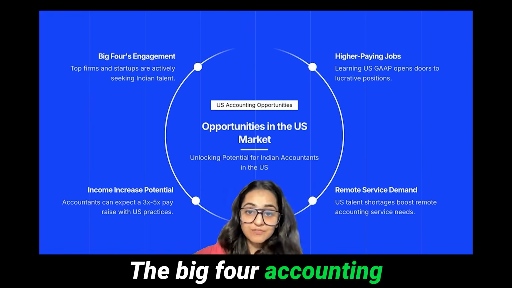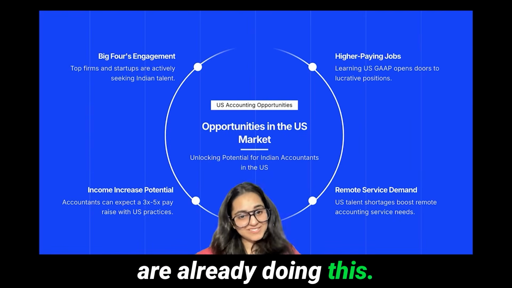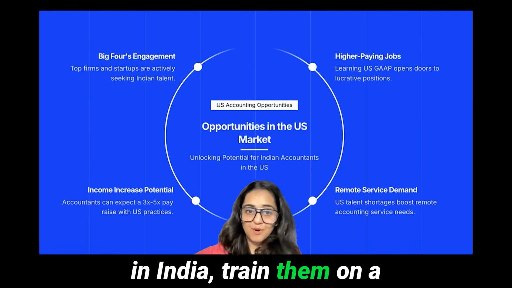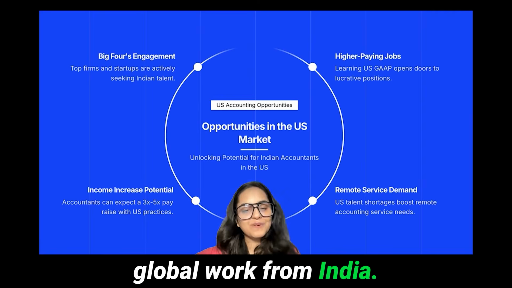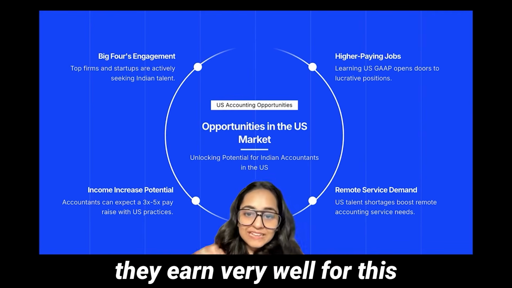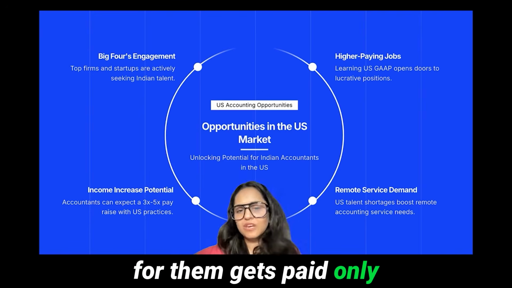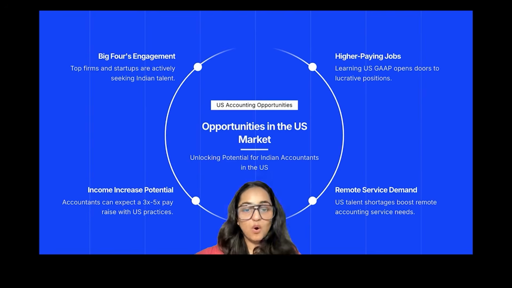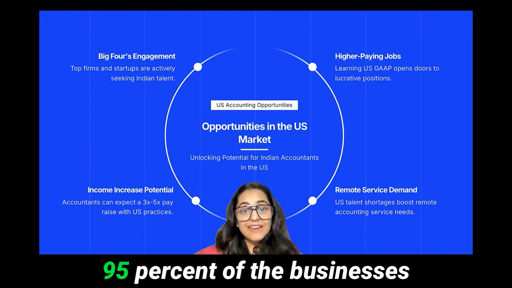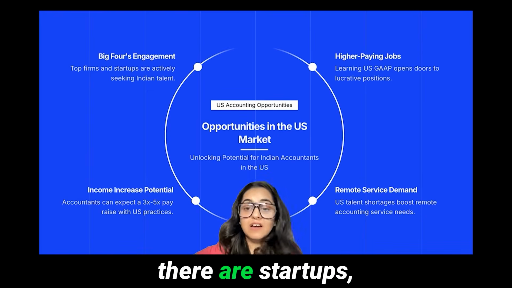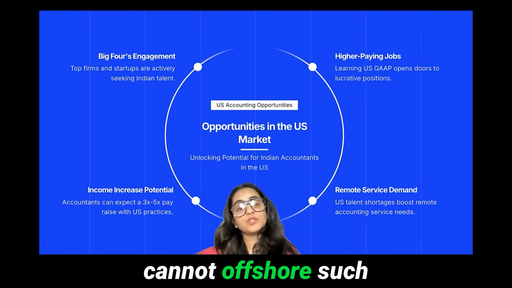The big four accounting firms and a handful of Indian accountants who discovered this opportunity are already doing this. They hire accountants in India, train them on a few important tasks in 1.5 months, and then do global work from India. The problem is that while they earn very well for this work, the Indian accountant or bookkeeper who works for them gets paid only 30 to 50,000 per month. Also, they are working only for the top 5% of the large corporations. 95% of the businesses there are startups, SMEs, and CPAs who run smaller practices who cannot offshore such work to the big fours.